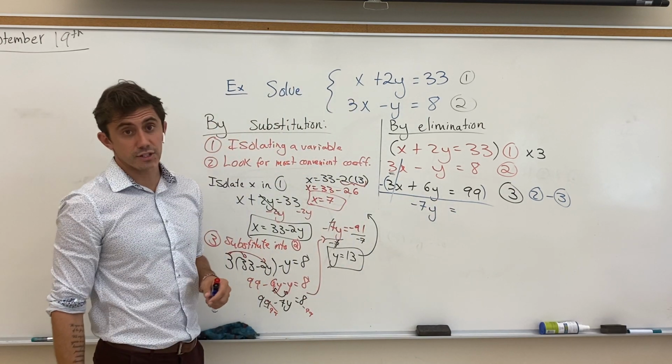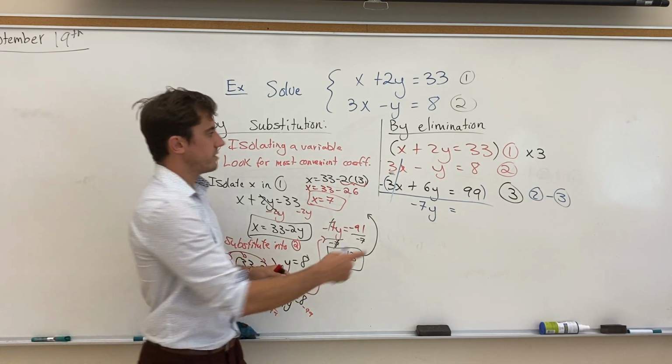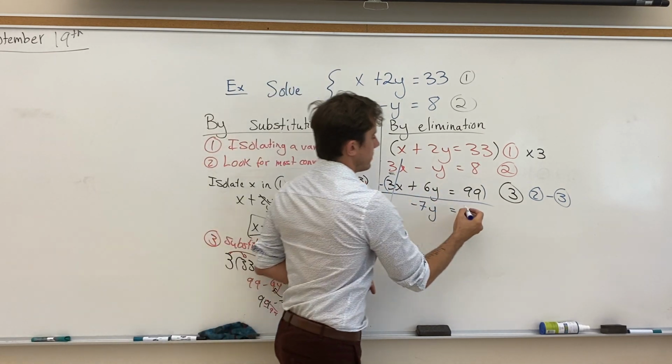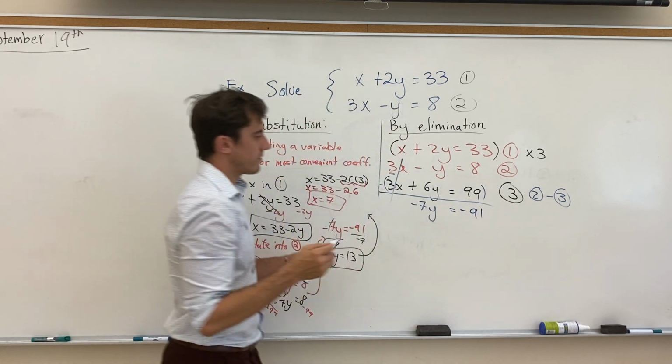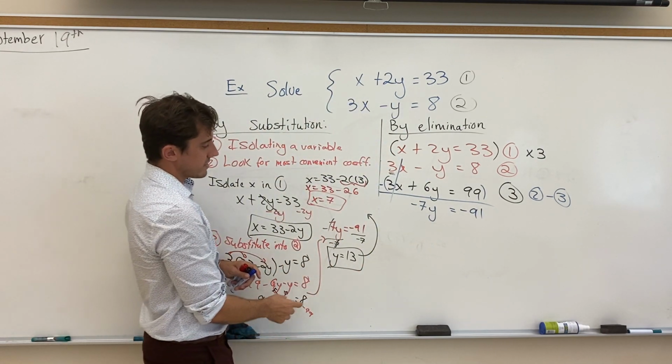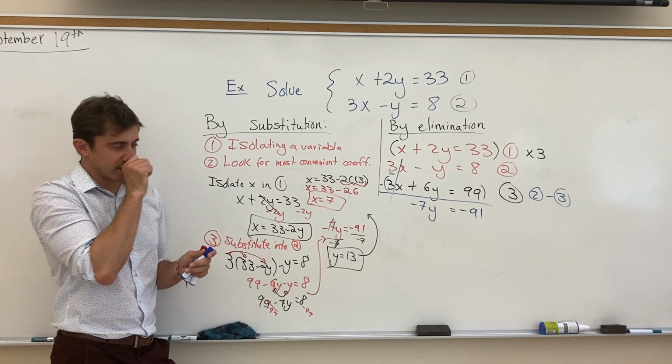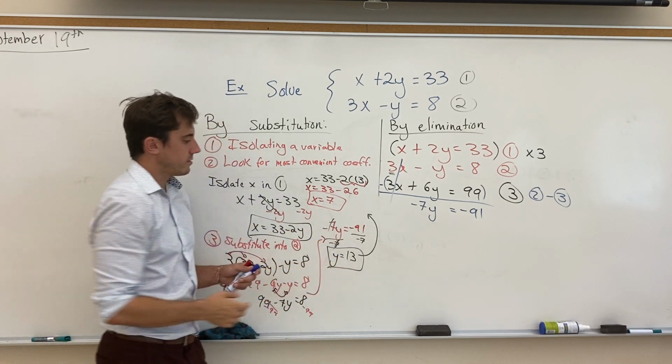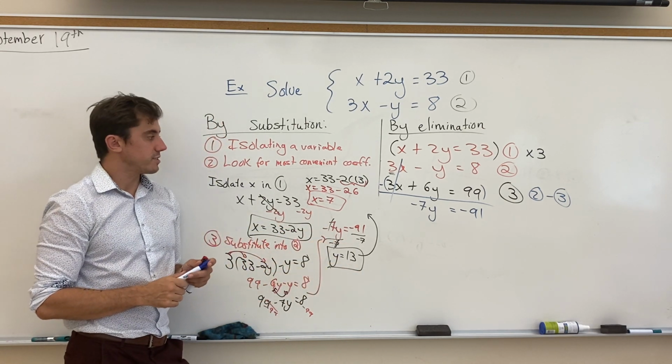And let's not forget the constant terms on the right side. Those are equally as important. We have 8 minus 99, giving us negative 91. And again, this might seem familiar, because this was precisely the last step of our process using substitution.